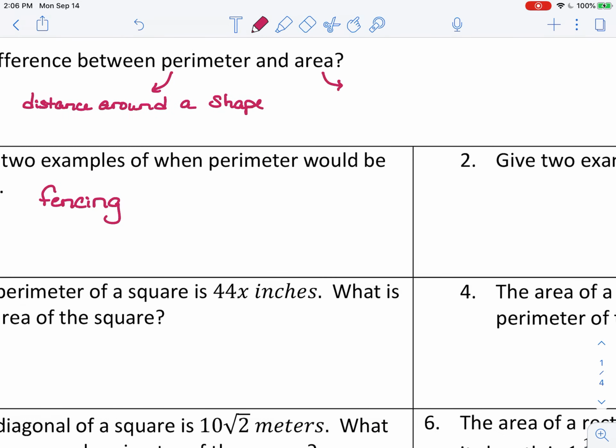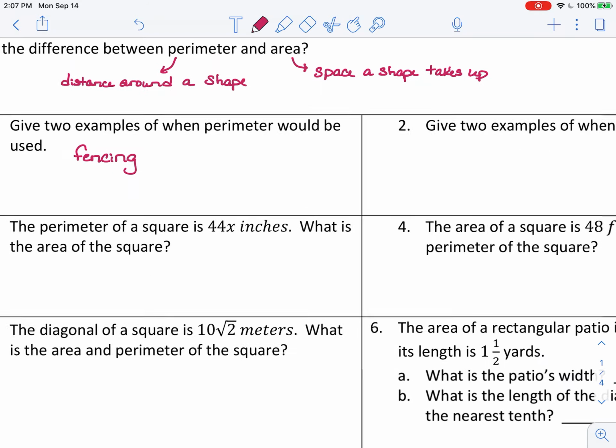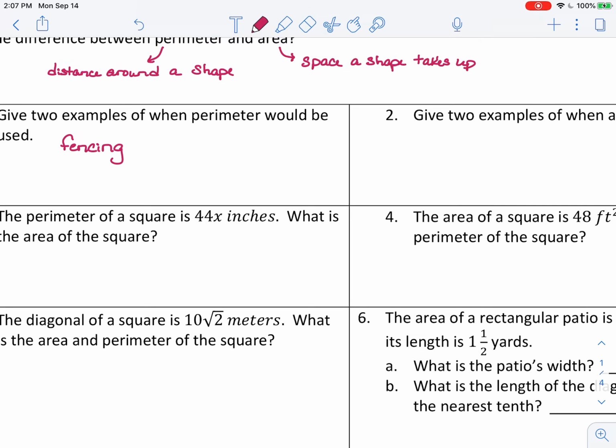However, area is not around the outside. It's the two-dimensional space an object takes up. So I'm just going to put space a shape takes up. So if you are going to lay down some type of flooring, like you are going to go buy some tile, you'd need to know the area of your floor, so you'd know how many tiles you're going to need to buy. We will do an example later of tiling, because it's a very real-life application of doing perimeter or area.